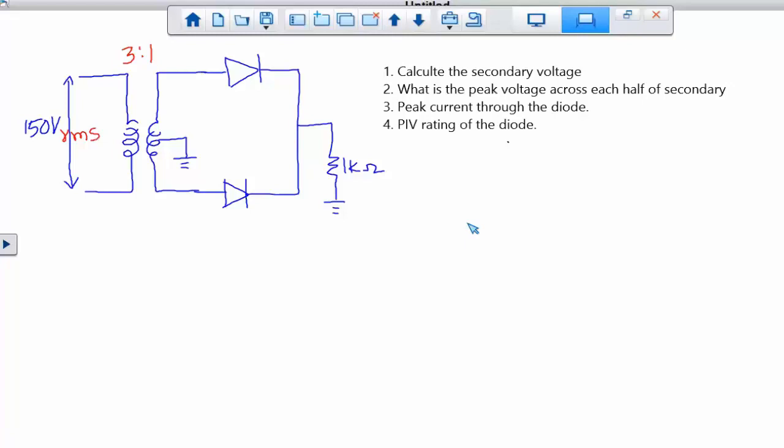So the first thing you should start with is converting into the peak voltage. Always, when you see an RMS, the first thing you should do is convert it into the peak voltage.